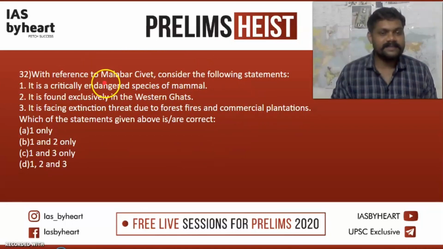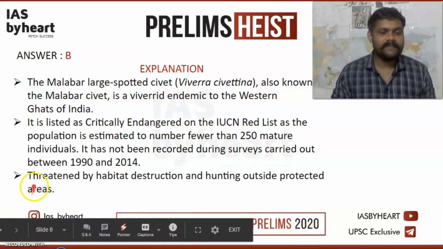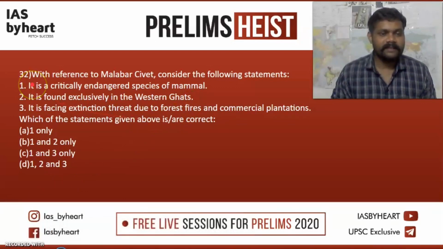This Malabar civet is a critically endangered species according to IUCN status. Yes, this is found exclusively in the Western Ghats region, but the threat faced by this Malabar civet is not forest fire and commercial plantation. So the third option would be wrong. The threat faced by this species is habitat destruction as well as hunting. So by eliminating the third statement, we have our answer as 1 and 2. That's nothing but B is our right answer.